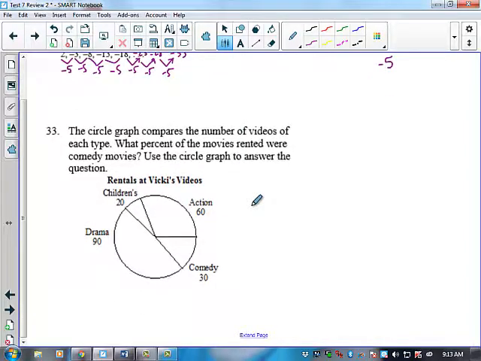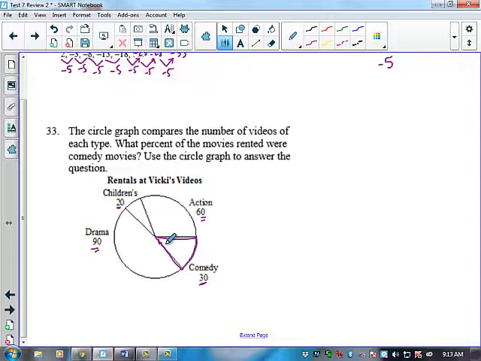On number 33, the circle graph compares the number of videos of each type. What percent of the movies rented were comedy movies? Use the circle graph to answer the question. Make sure whenever you do this, you don't just take the number as the percentage. That's not what you're supposed to do. This is the number of movies, okay?